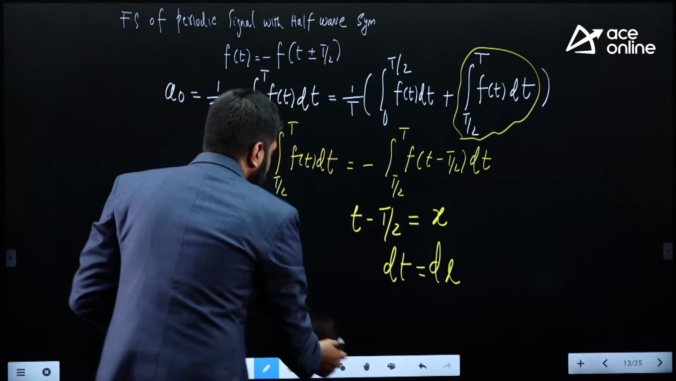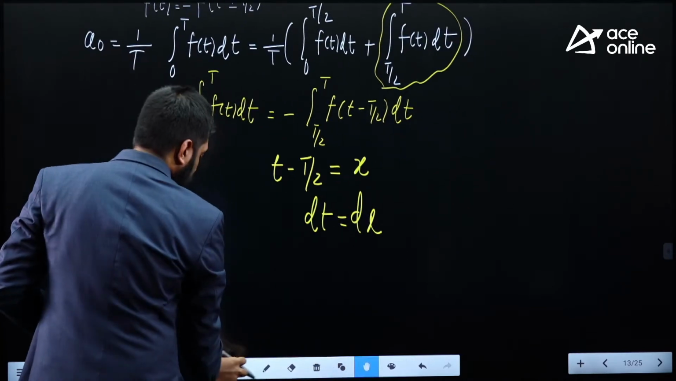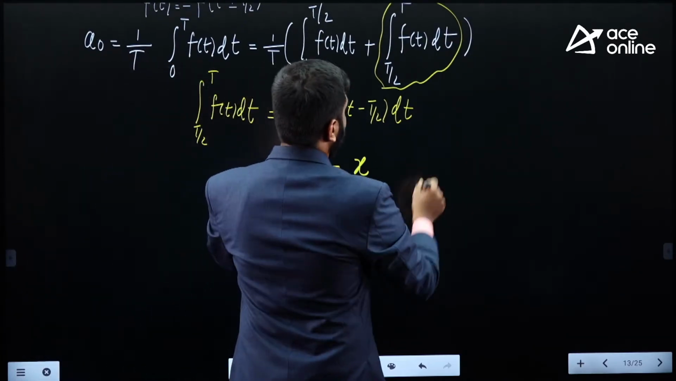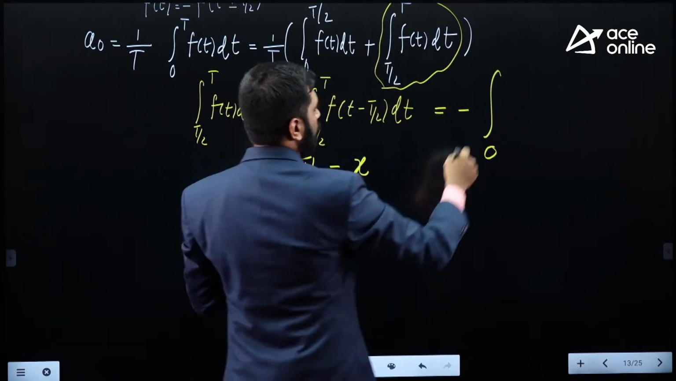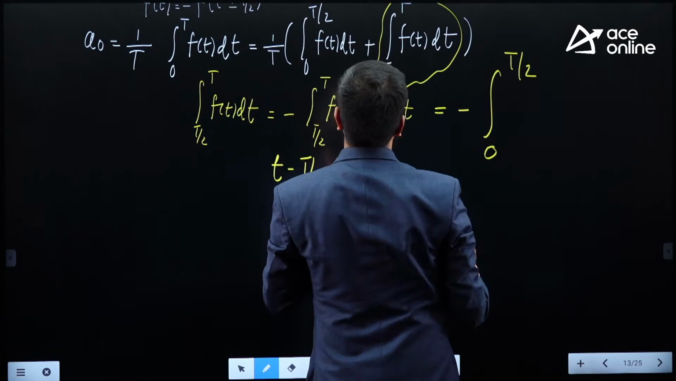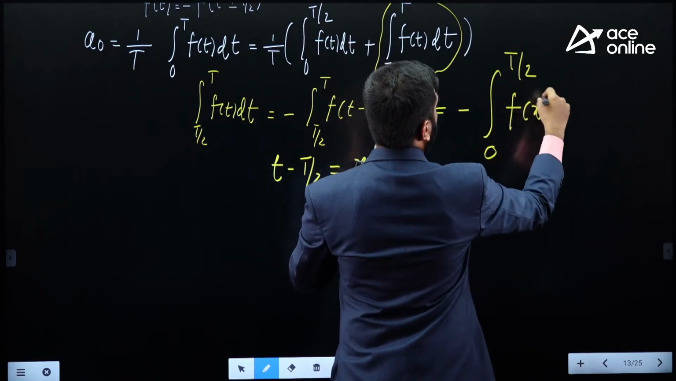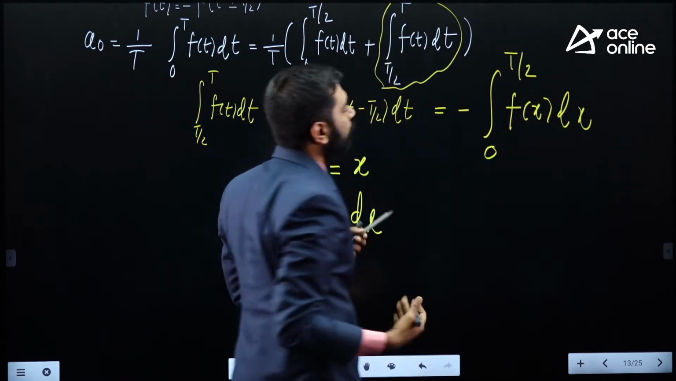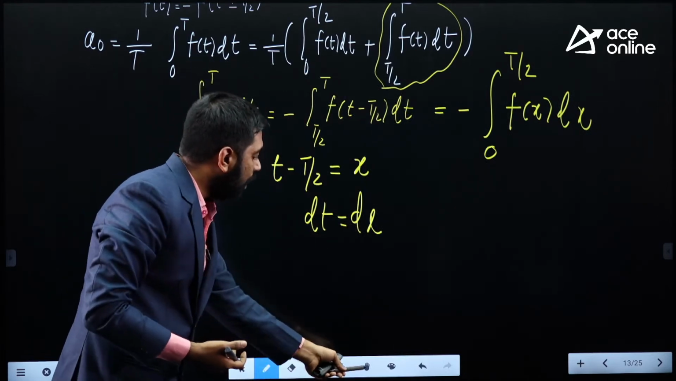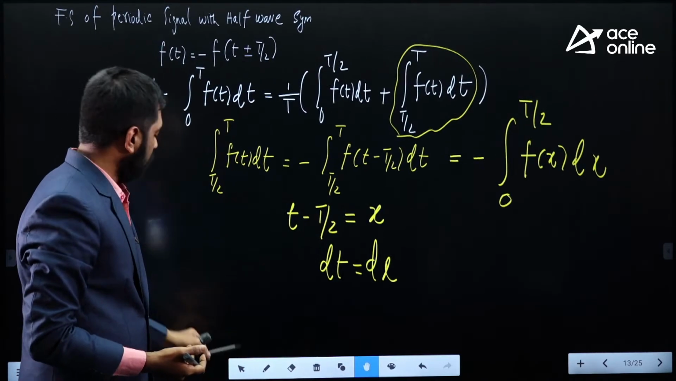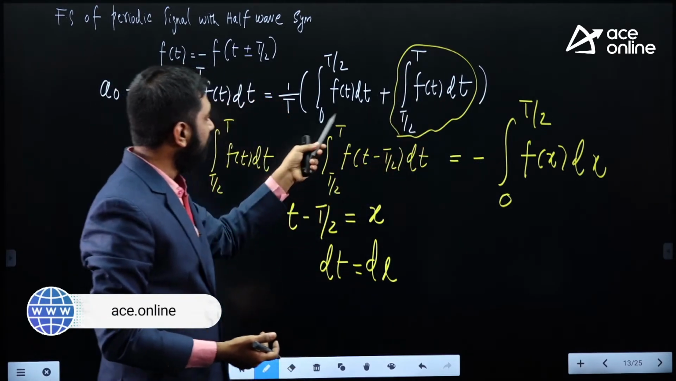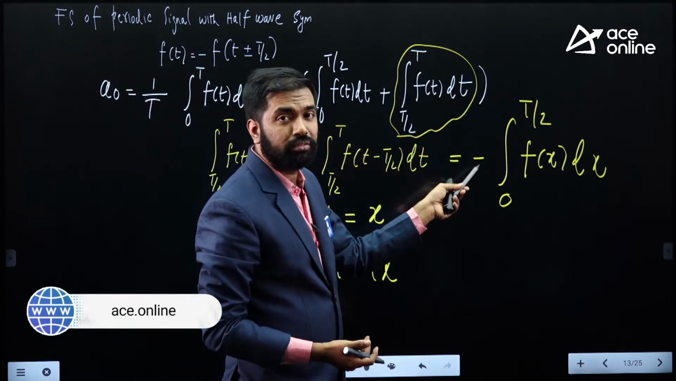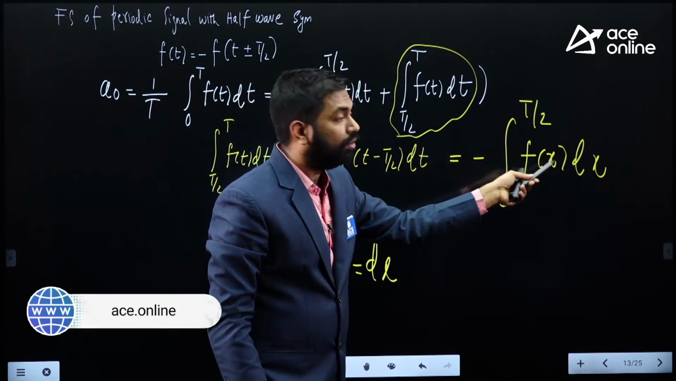So let's do this simplification part. What are we going to get? This gets simplified as: there is a minus sign, the limits change to 0 to T by 2, and then this is f of x dx. Now see this, how is this going to help us? You simplified this, and it is equal to minus integral 0 to T by 2 f of x dx.